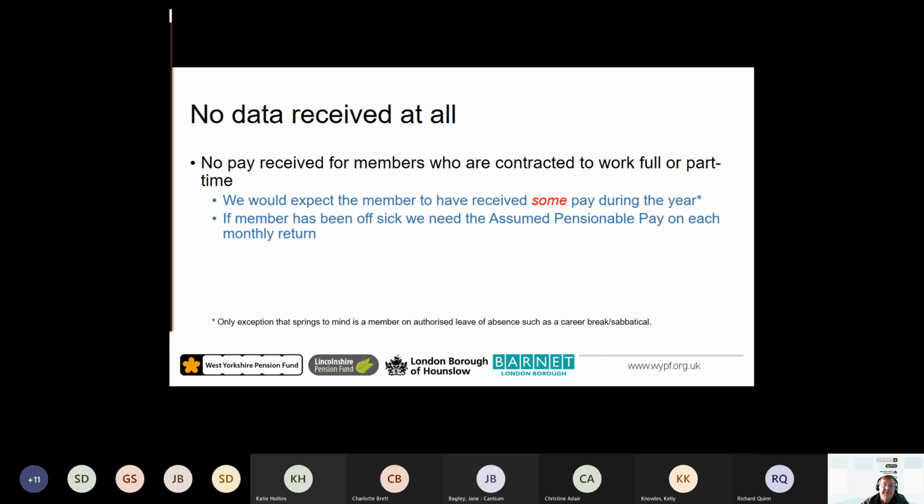If a member is off sick, please remember we need the assumed pensionable pay on each monthly return if the pay has been reduced because of sickness or ill health. So do make sure that your monthly return is showing assumed pensionable pay where applicable. Otherwise, again, you may well find yourself you've got a block on your benefit statement for that member.